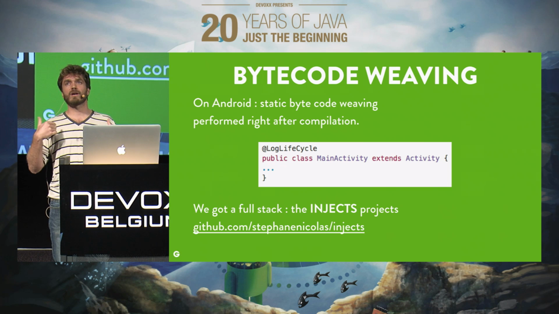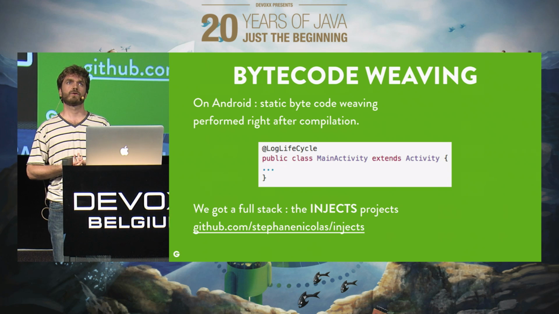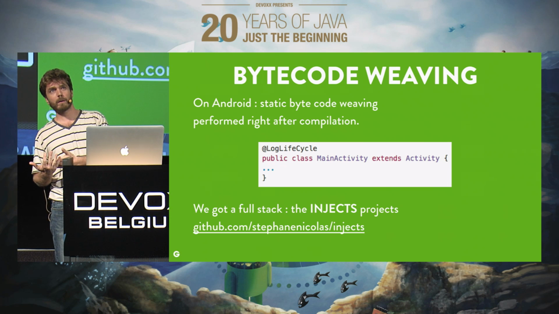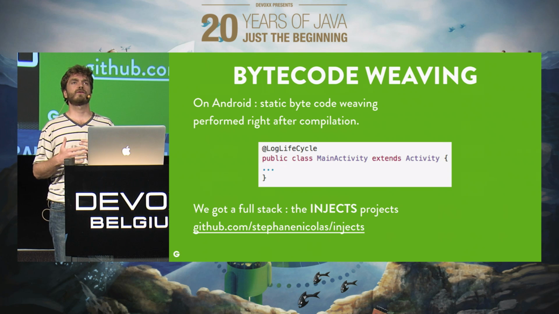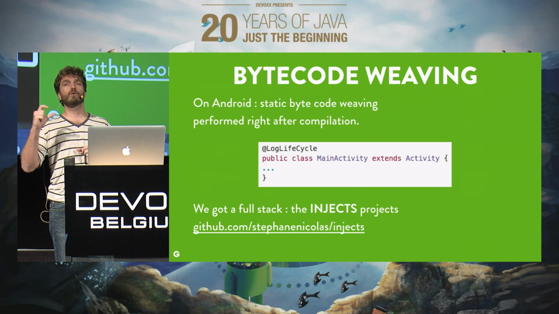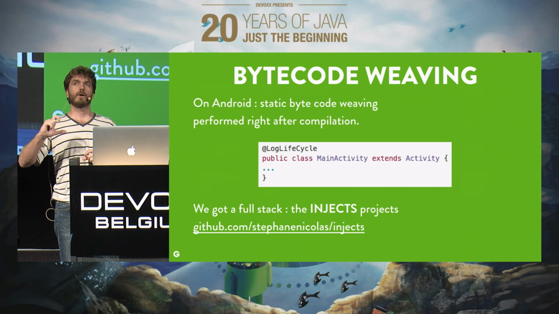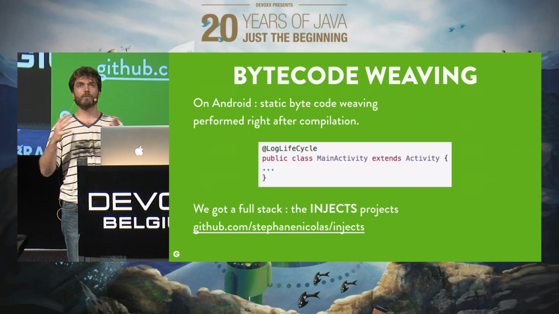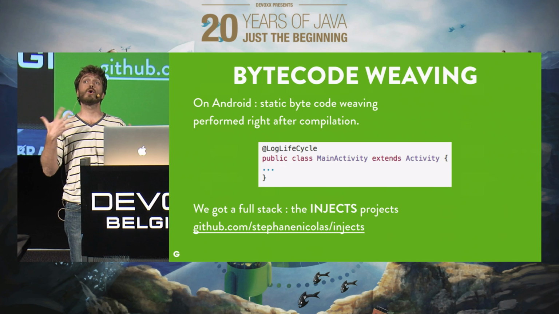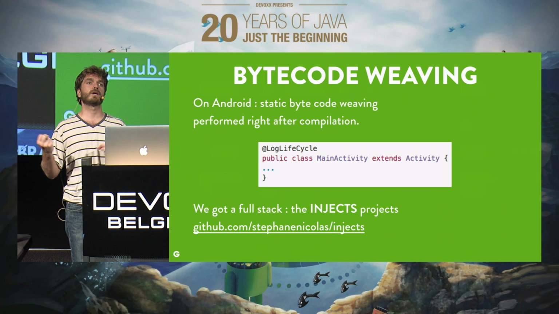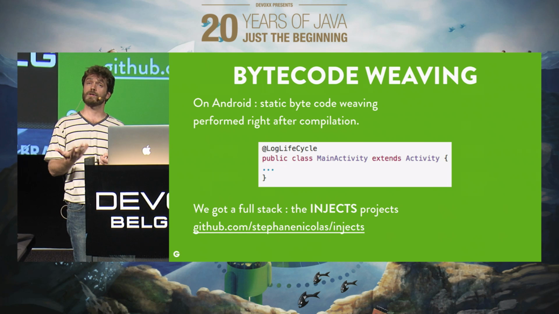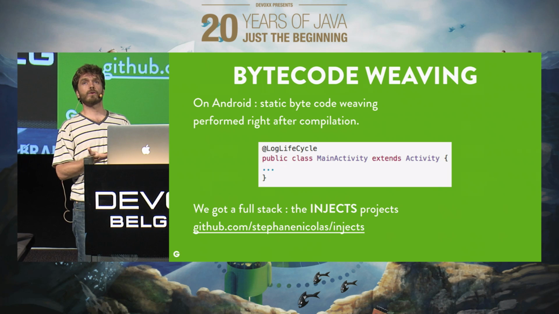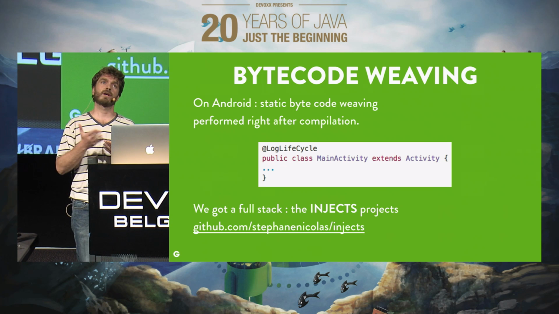And actually, in Java, there are two ways to modify the bytecode. There is a dynamic way to modify the bytecode, and there is a static way to modify it. So on a standard JVM, you can use what is called a Java agent. A Java agent will be more or less monitoring the JVM, and as soon as it loads a new class, the Java agent will be triggered, and the agent can do some bytecode manipulations at runtime. So this is possible on a standard JVM, but not on Dalvik and not on Art.